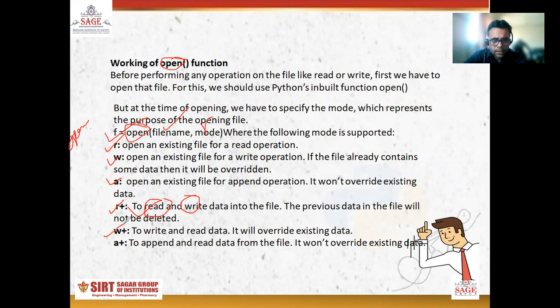Now W plus is to write and read the data. We will write and read the data, but it will override the existing data. So W plus will override the existing data, whereas R plus will not override it, the previous data in the file will not be deleted. A plus is to append and read data from the file. It will not override existing data. So A plus follows the same rule, it will not override the existing data.